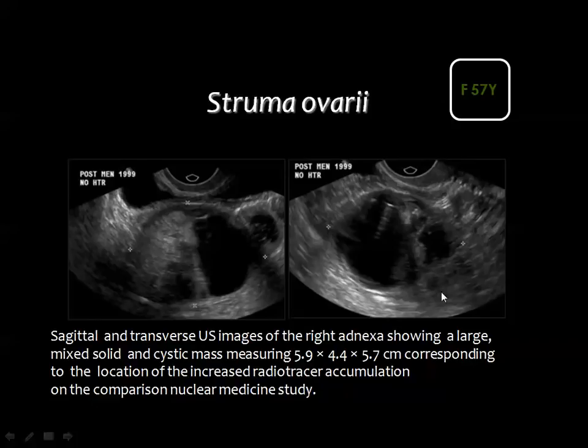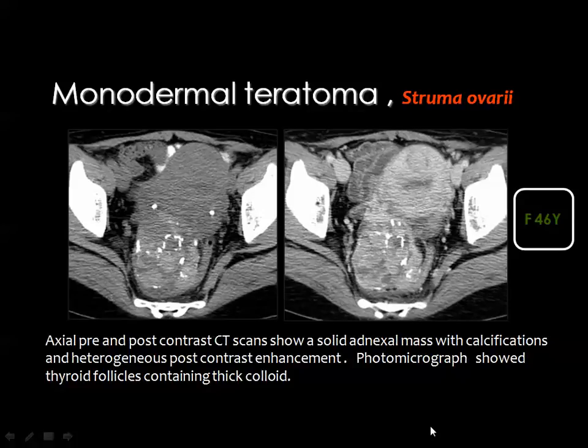This is an ultrasound examination of the right ovary showing a mass in the ovary which is partly cystic and partly solid. And this lesion was discovered by an isotopic study for the thyroid gland, and it was proved to represent a stroma ovarii. And sometimes this monodermal teratoma or the stroma ovarii may appear, as you see here, almost similar to the thyroid goiter. But these lesions do not usually cause thyrotoxicosis.